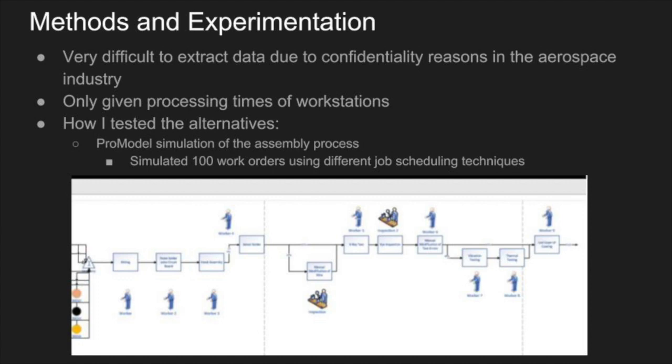I created 100 different entities that represented work orders and ran them through the production process. Each entity had a starting and ending date, and based on the respective job scheduling technique, that was the order in which they entered the production process. As a result, I created 5 different simulations. Simulations included first come, first serve, shortest processing time, earliest due date, critical ratio, which is my second design alternative, and critical ratio with line balancing, which is my first design alternative.